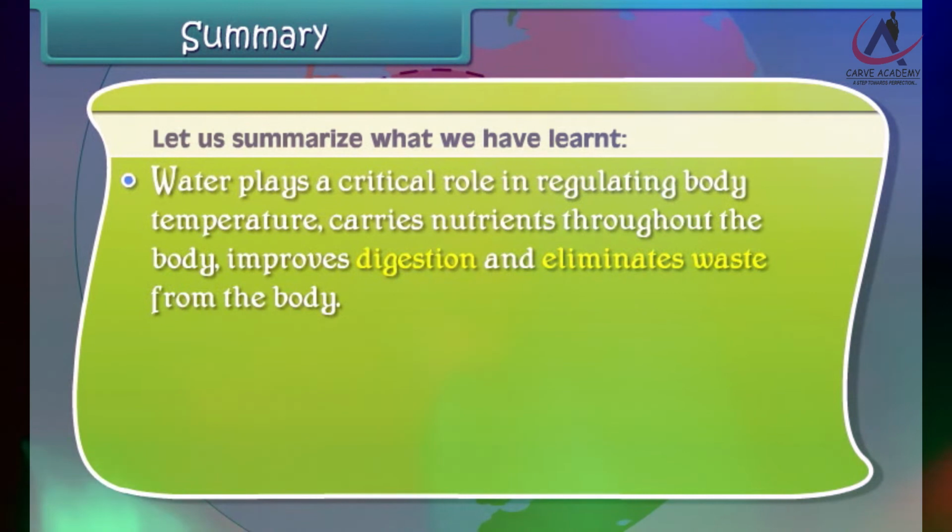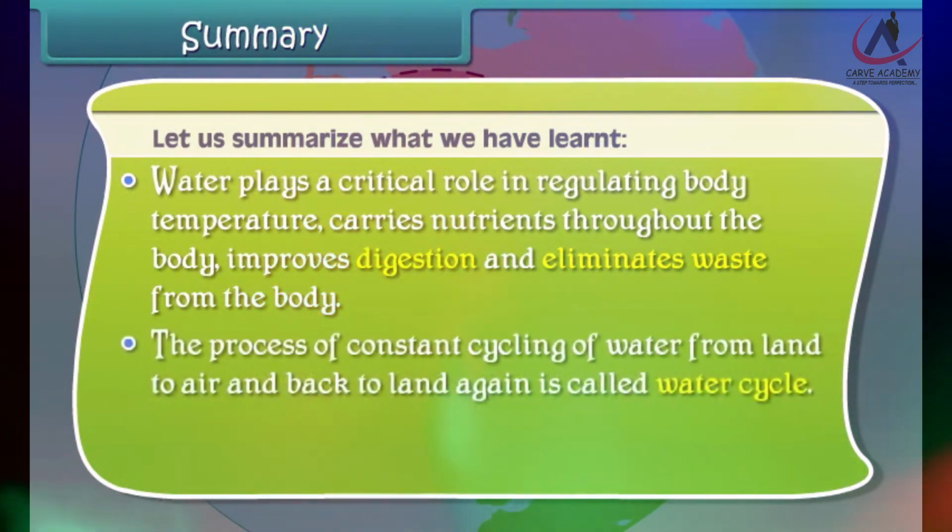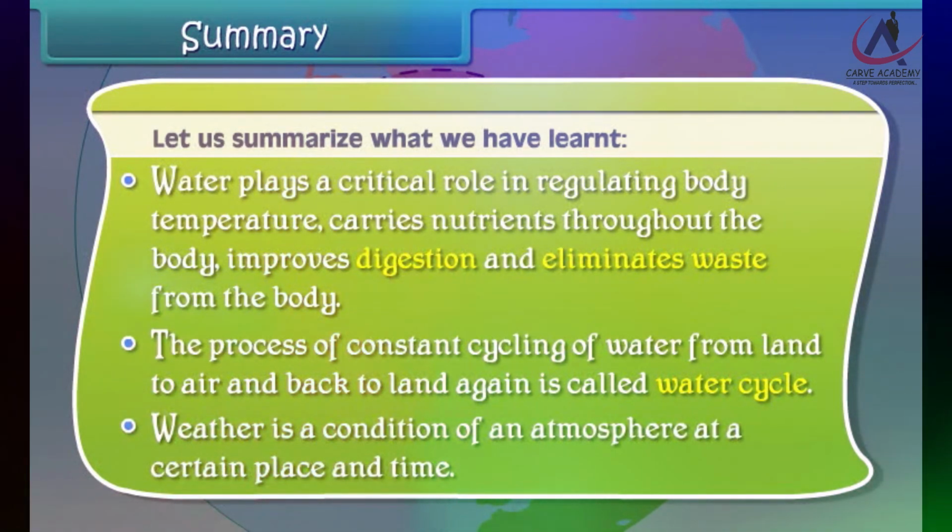Water plays a critical role in regulating body temperature, carries nutrients throughout the body, improves digestion, and eliminates waste from the body. The process of constant cycling of water from land to air and back to land again is called the water cycle. Weather is a condition of an atmosphere at a certain place and time.